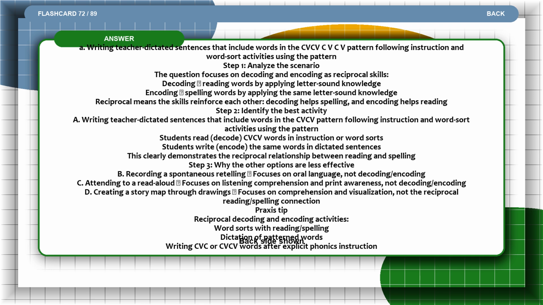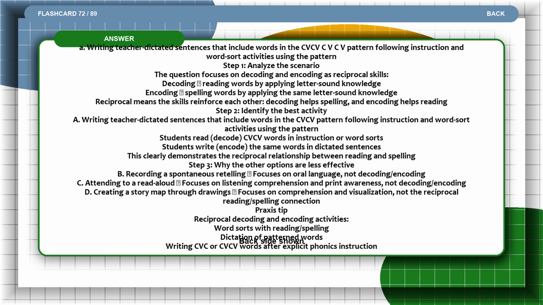Step 2. Identify the best activity. Writing teacher-dictated sentences that include words in the CV pattern following instruction and word-sort activities using the pattern. Students read and decode CV words in instruction or word-sort. Students write and encode the same words in dictated sentences. This clearly demonstrates the reciprocal relationship between reading and spelling.